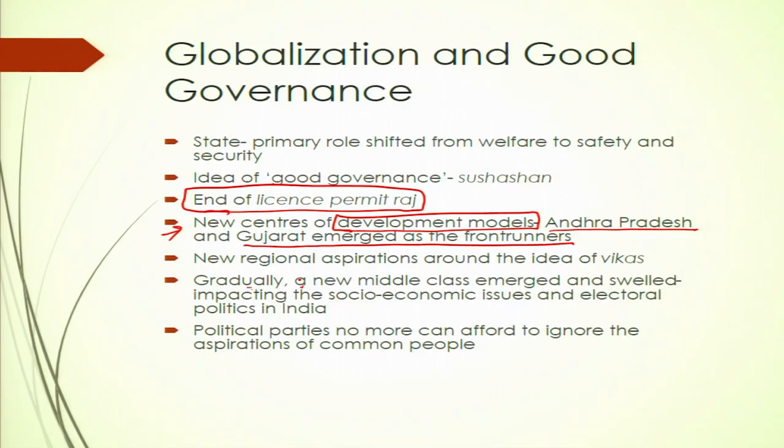Gradually, because of these kinds of processes, a new middle class also emerged, and its numbers started swelling. This had an impact on socio-economic issues and electoral politics in India. This is something one needs to understand in detail: because of this new economic model, within a decade or a decade and a half, by 2004-5, India had a new population which was fast moving into the category of middle class. And being middle class, new kinds of aspirations, new kinds of dreams, and new kinds of mobility towards the city spaces started emerging.